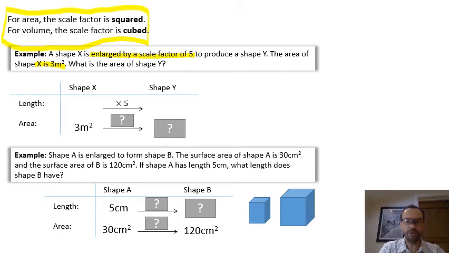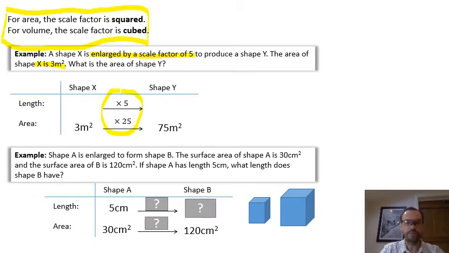If the lengths are multiplied by 5, the areas are multiplied by 5 squared. So an area of 3 meters squared becomes 75 meters squared. This is that bit about length and area scale factors.